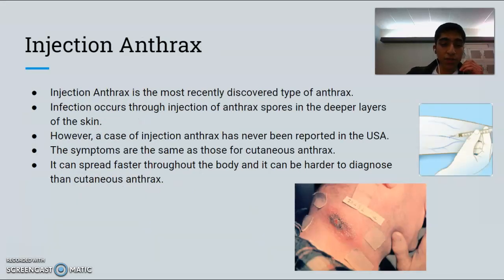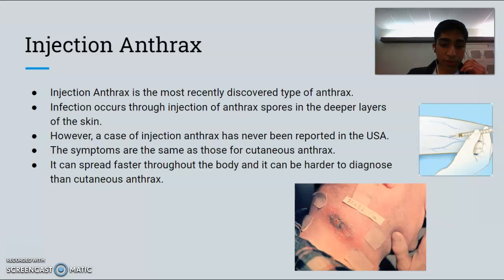And finally, we have injection anthrax. This is a modern type of anthrax, which was discovered in 2010 in an outbreak among heroin addicts in the United Kingdom. Injection anthrax is caused by the introduction of anthrax spores into the deepest layers of the skin through a needle. After that outbreak in 2010, there were no cases reported anywhere, and there has never been a case in the United States.